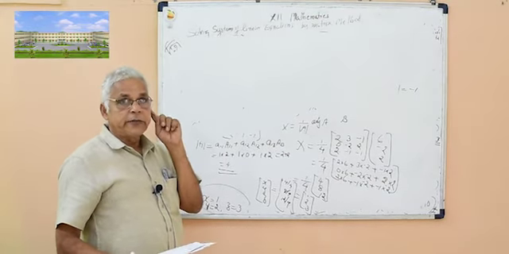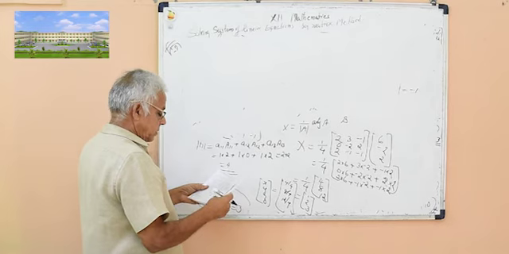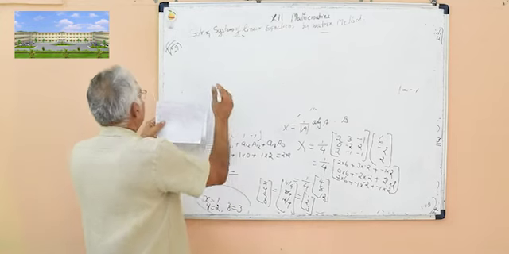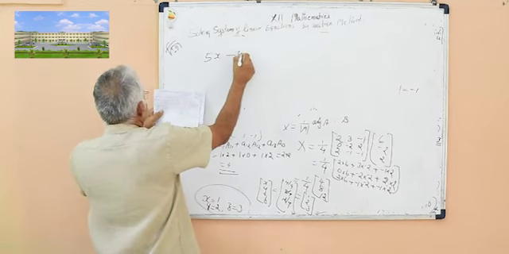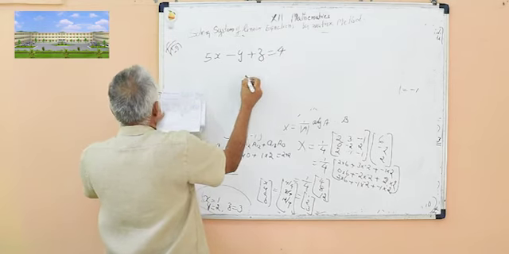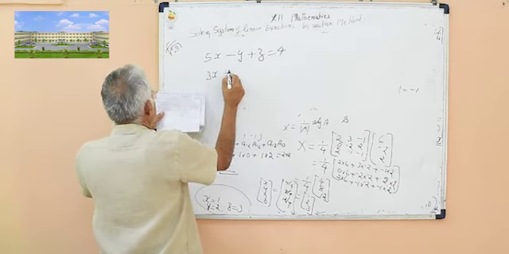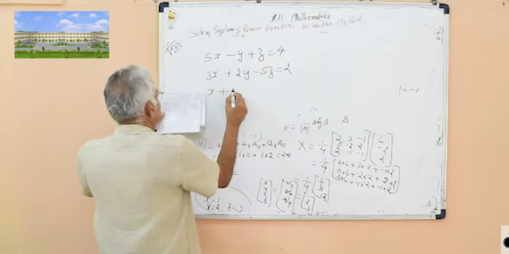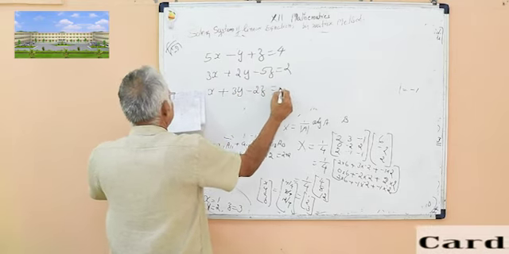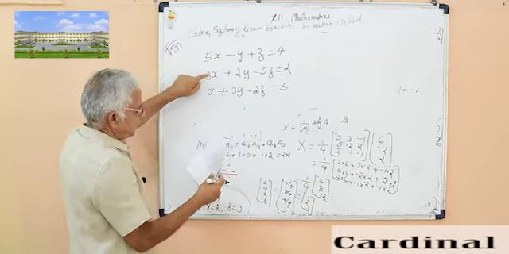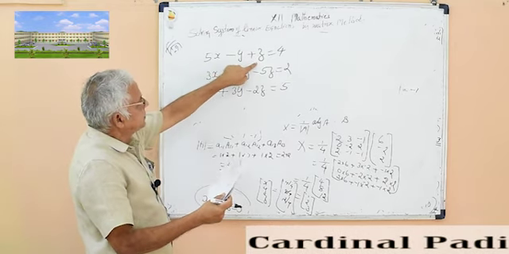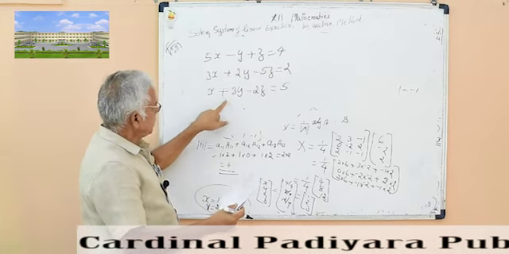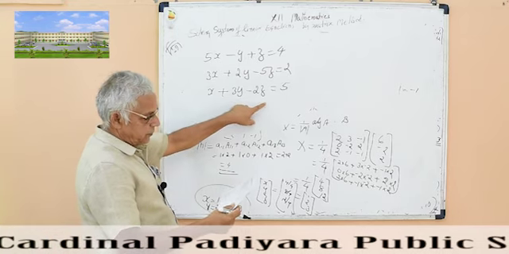Yes, assignment. Solve 5x minus y plus z is equal to 4, 3x plus 2y minus 5z is equal to 2, x plus 3y minus 2z is equal to 5. So try: 5x minus y plus z is equal to 4, 3x plus 2y minus 5z is equal to 2, x plus 3y minus 2z is equal to 5.